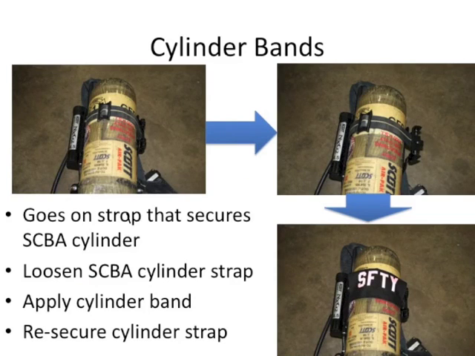The cylinder bands go onto the strap that secures your SCBA cylinder to the back frame. All you need to do is to loosen that strap as shown. You go ahead and apply the cylinder band around that and then re-secure that cylinder strap. The cylinder band has a Velcro material. It's made from a fire-resistant material, the cylinder band itself, so you can apply that around and wear that just like you do your turnout gear into a fire suppression environment.